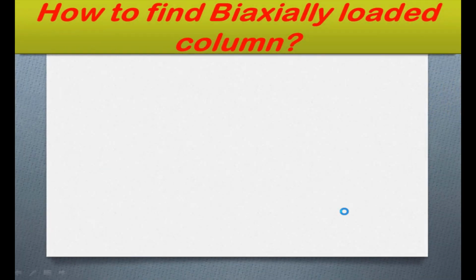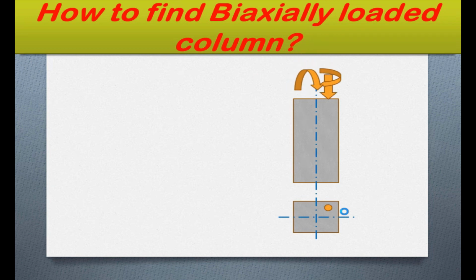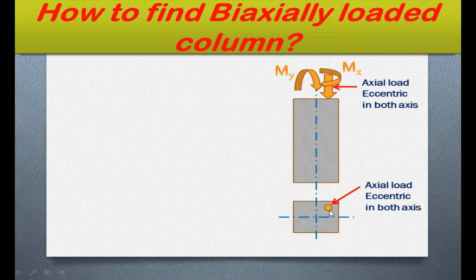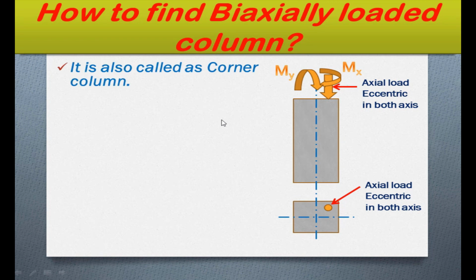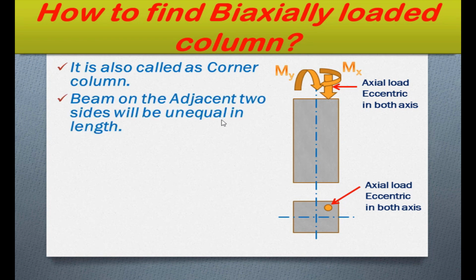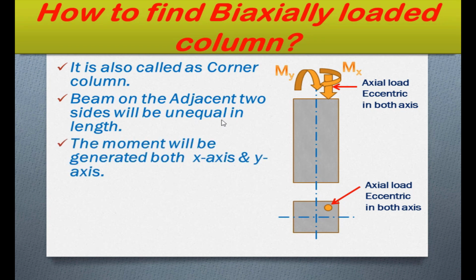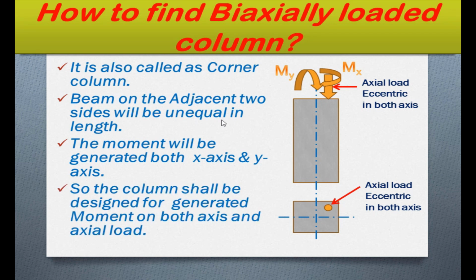So how to find the biaxially loaded column? Same cross section layout I will take. You can see in the cross section of the top view, the load acting will be eccentric on both the axes. It's called a biaxially loaded column. It is also called a corner column. Beams on adjacent two sides will be unequal in length. The moment will be generated on both the x and y axes. So the column shall be designed for the generated moment on both axes and axial load.